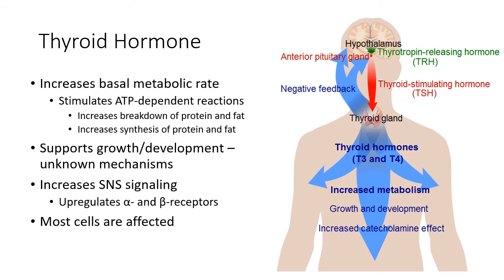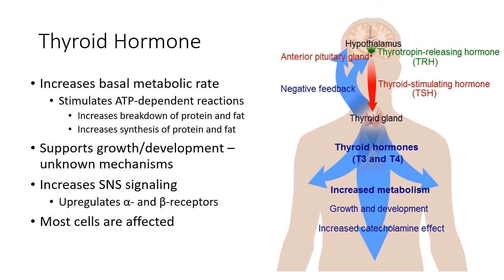If thyroid hormone increases too much, then you're going to have the breakdown of protein and fat dominating over the synthesis of protein and fat, and you're going to be losing weight. If thyroid hormone is too low, then you're going to have the synthesis of protein and fat dominating. You're going to be gaining weight and just not using ATP as much. Thyroid hormone is also really important for growth and development, but we don't know the mechanisms of how exactly that's happening. But if you don't have it, then you won't be able to develop properly.